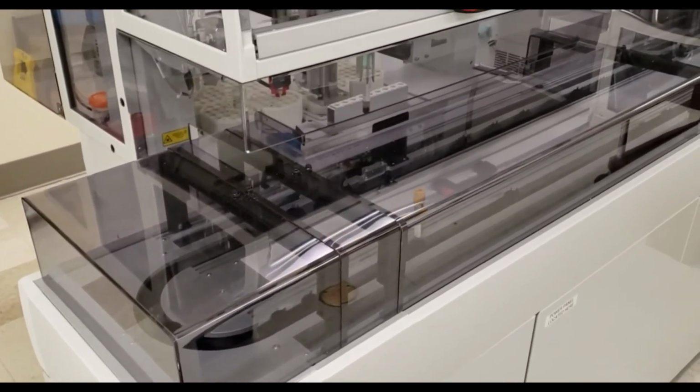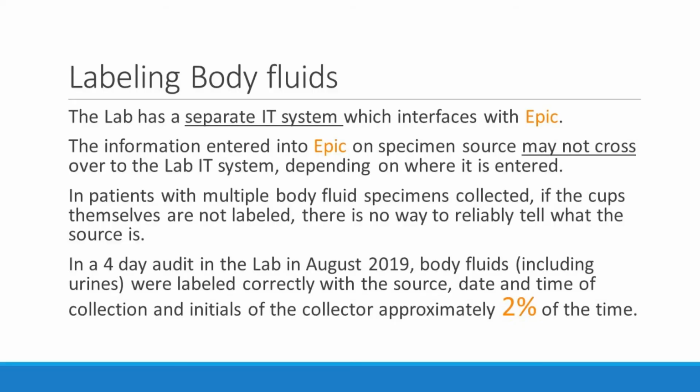So the lab has a separate IT system. It's called Cerner, which does interface with Epic. Unfortunately, the info from Epic does not always cross into our IT system, depending on where it's been entered in Epic. So in patients with multiple body fluid specimens collected, if the cups themselves are not labeled, there's no way for us to reliably tell what the source is.